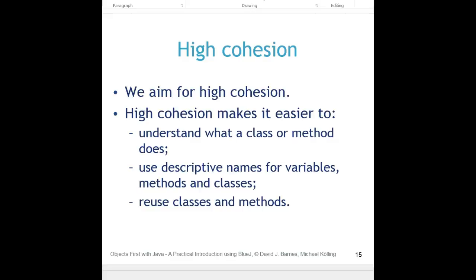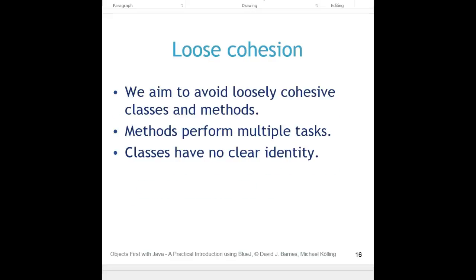Some of the reasons that we aim for high cohesion are that high cohesion makes it easier for us to understand what a class or method does, and we also use descriptive names for variables, methods, and classes. Another popular advantage is that if you use high cohesion, you can reuse your class in another context. Reusing classes and methods in another context is another reason why we want to aim for high cohesion.